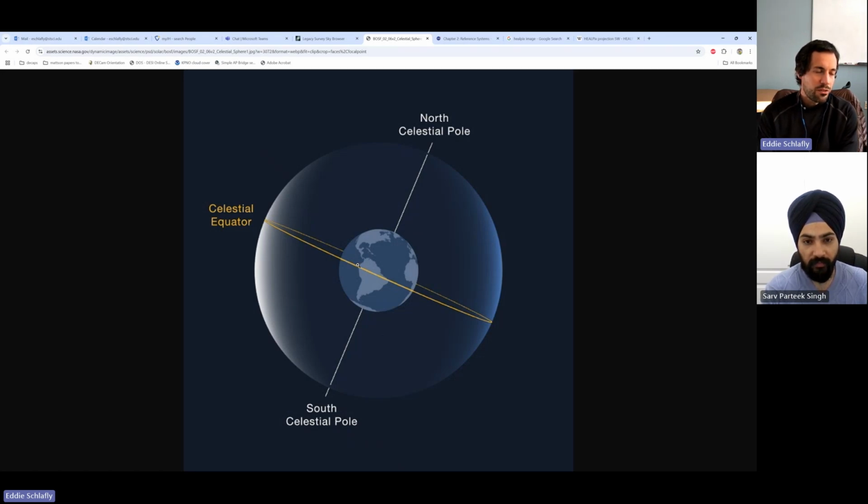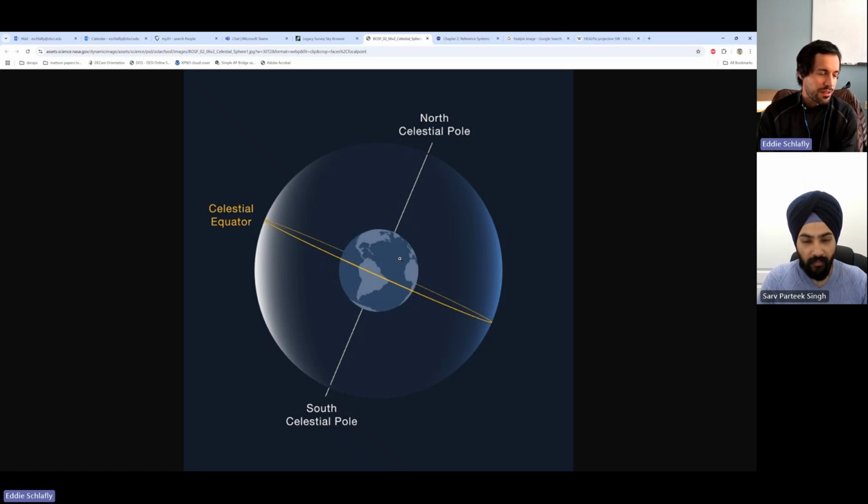Instead of calling it latitude, we call it declination, but declination 0 is the same as latitude 0. It's on the equator, and declination 90 is the North Pole instead of latitude 90. And then we have something called right ascension, which goes around the sphere. And so it's very, very similar. The differences in right ascension are a little bit confusing.